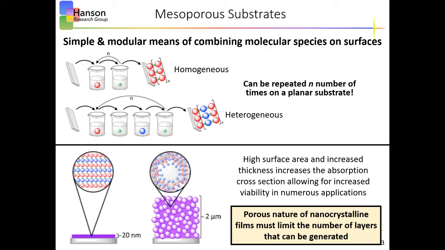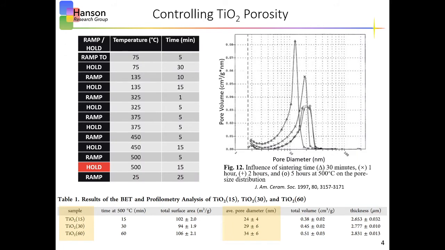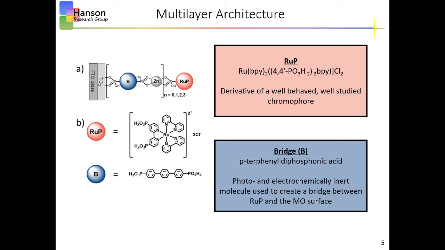The TiO2 porosity was controlled in accordance with a previously published article, in which increasing the amount of time spent at the max ring sintering temperature, 500 degrees Celsius, increased the average pore diameter. Once films of different pore size were able to be produced, the molecular multilayer thickness was then controlled through assembling zinc-linked bridging molecules between the metal oxide and the RuP dye, thus producing TiO2 bridged films.